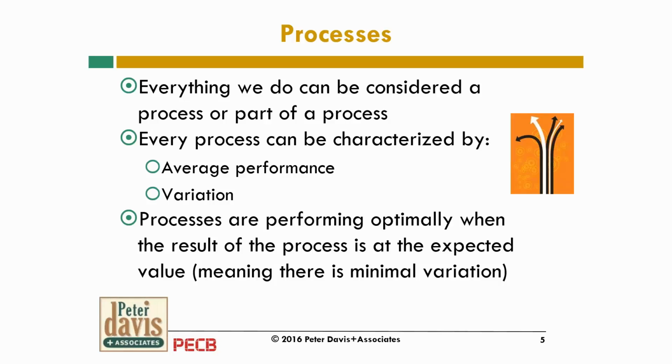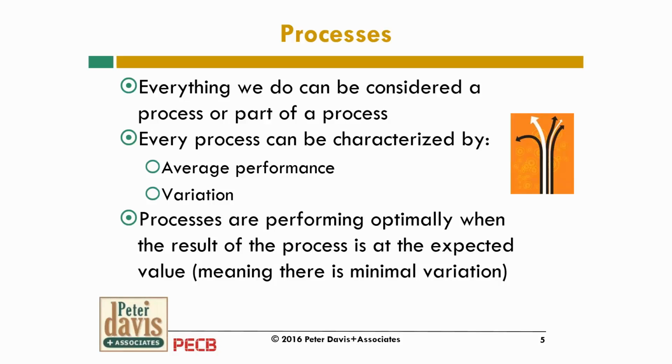In fact, one of the things we do, we start to look at what's called, is it a stable process? And in Lean, they call that Mura, which is a type of waste, and that's the variance or variability around the mean. And then once we determine that there's a stable process, then we try to see if it's a capable process. So capable processes are those that are performing optimally when there's limited variation around the expected value or the mean. So there's minimal variation, as it says here.